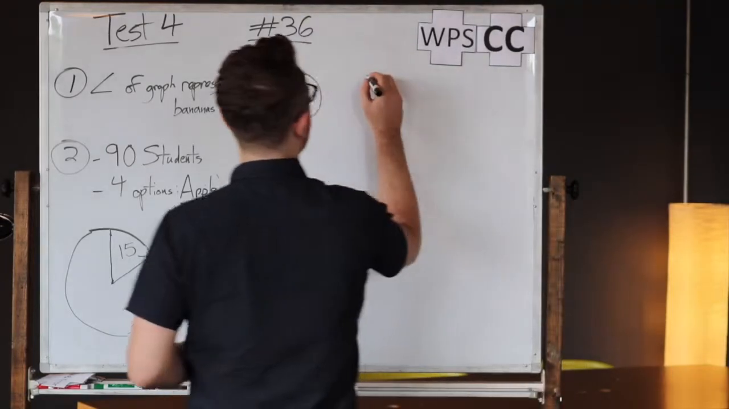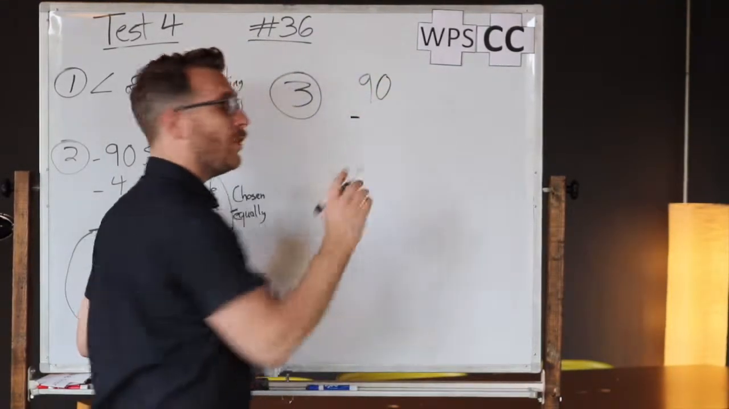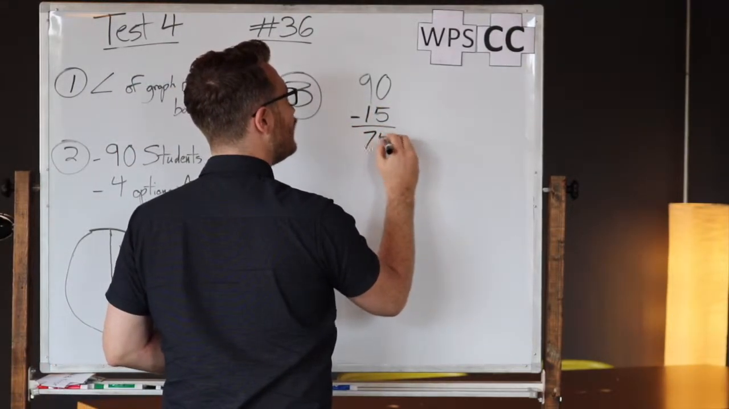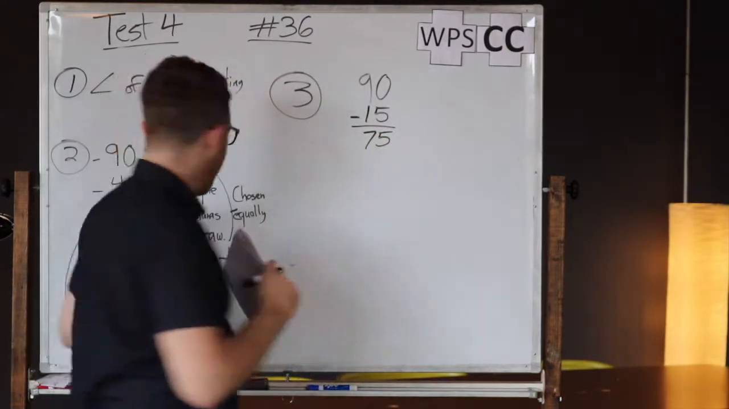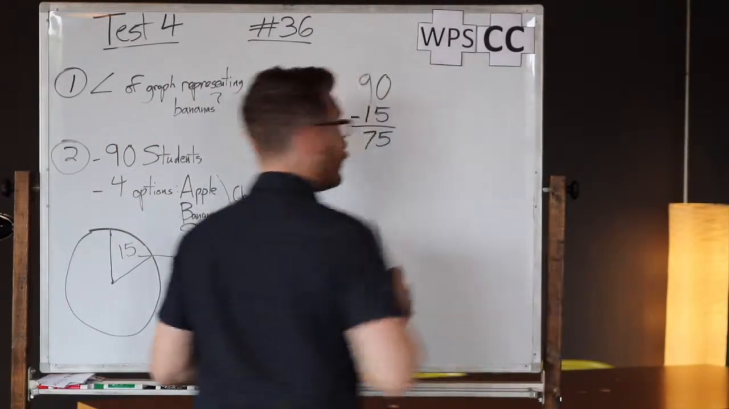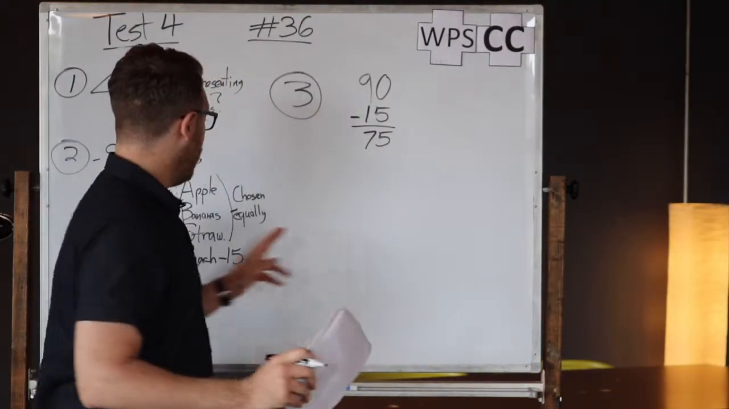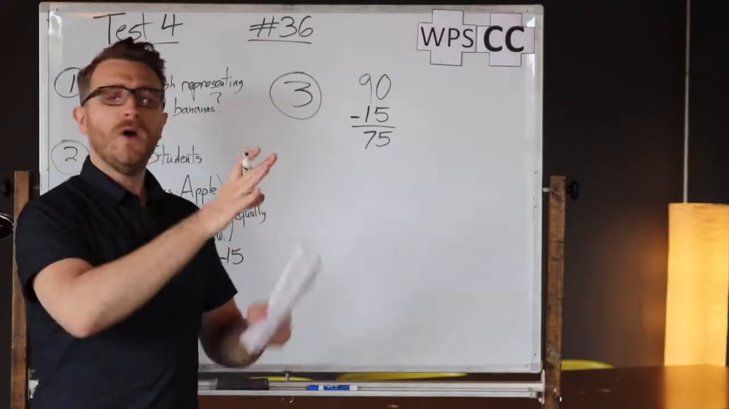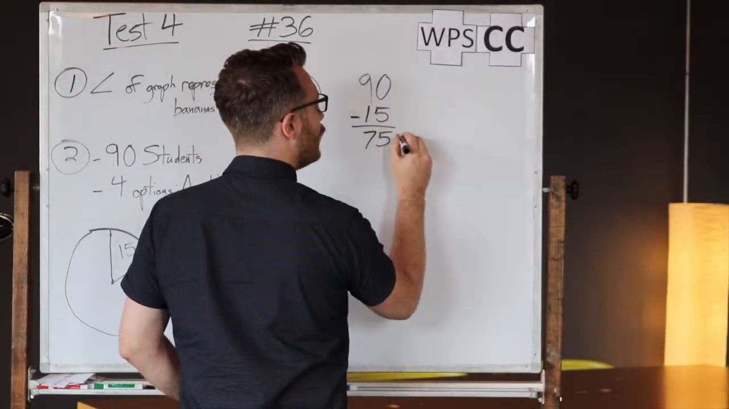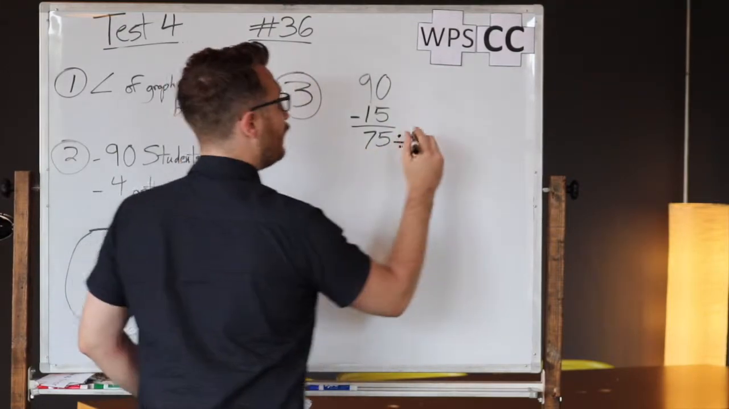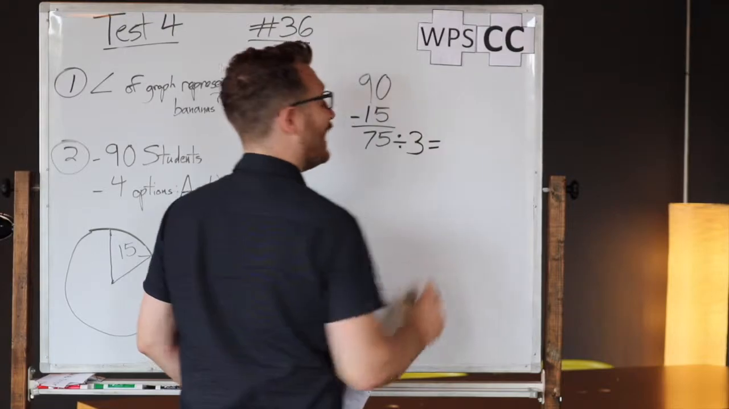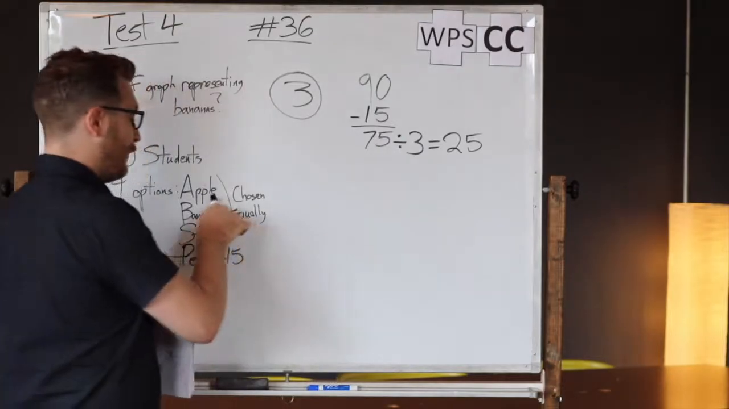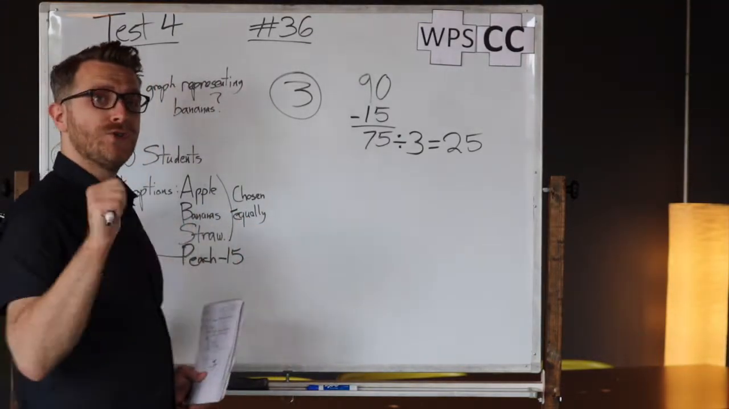So if I have 90 students total, the only ones I currently have accounted for are the ones who like peaches. So that leaves me with 75 students unaccounted for. They are the ones who like apple, banana, and strawberry. So I am told that the students who like each of those all chose an equal portion. So this number divided into how many groups are left over. Well, we have 3 flavors unaccounted for, so I'm going to divide 75 by 3. That gives me 25 students liked apple, 25 like banana, and 25 like strawberry.